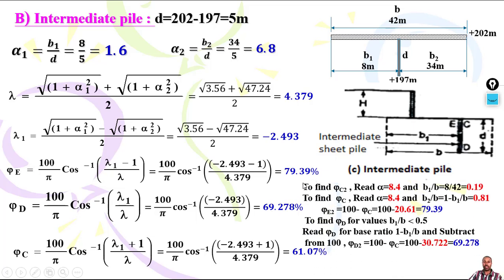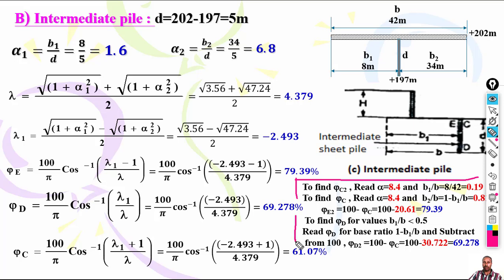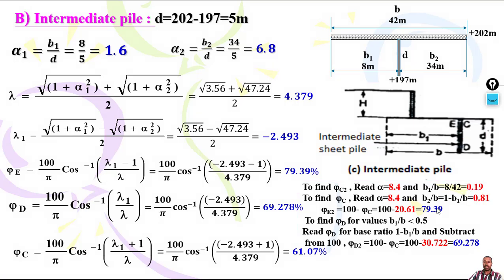So to find this, using Khosla's curve now, please keep in mind this parameter. I will show you the graph. To find phi C2, read alpha first, which we already have, the beginning B over D, then B1 over B, we have this one. Then to find phi C, read again alpha 8.4 and B2 over B, or 1 minus B1 over B, you have 0.81. Then finally, you have phi E2, 100 minus phi C, you have 79.39, which is similar to the curve.